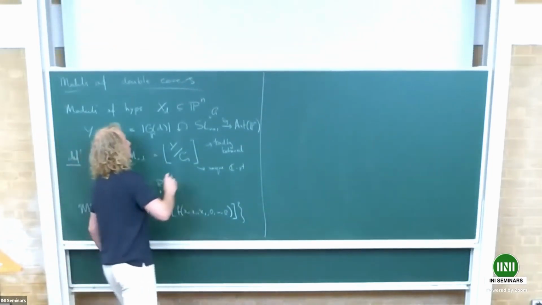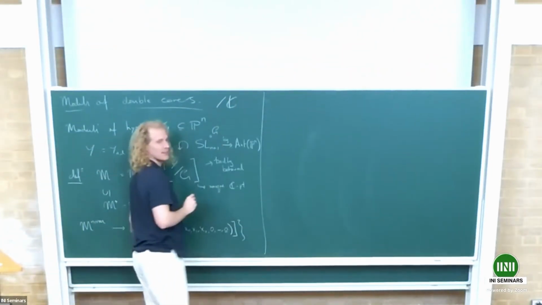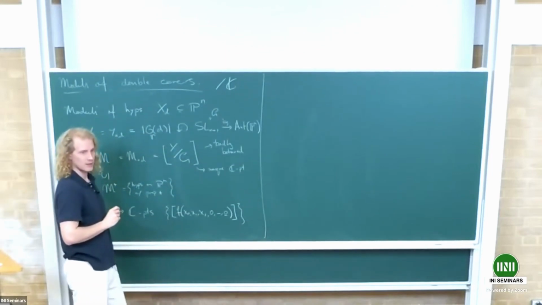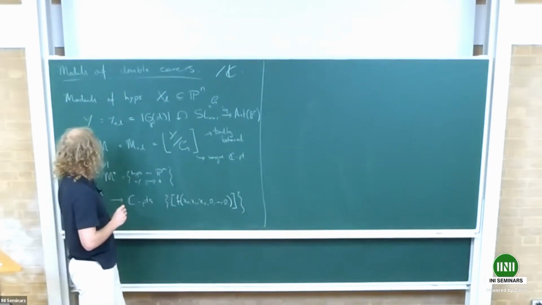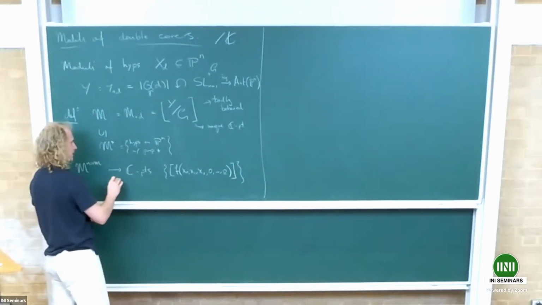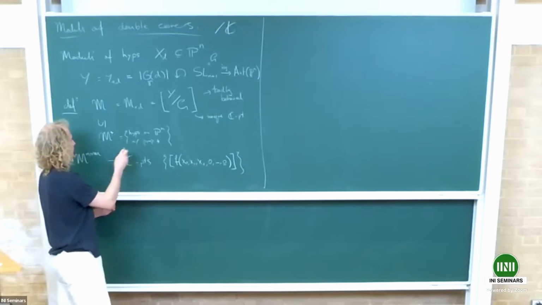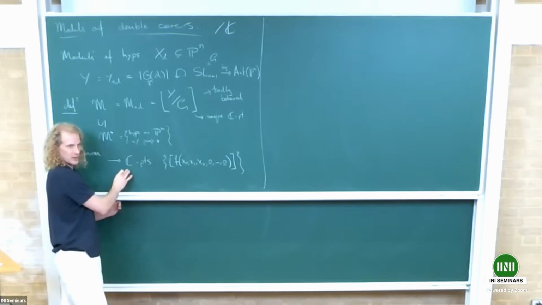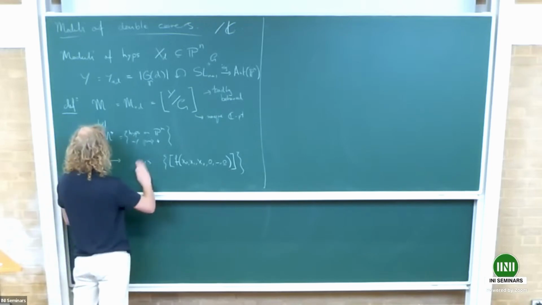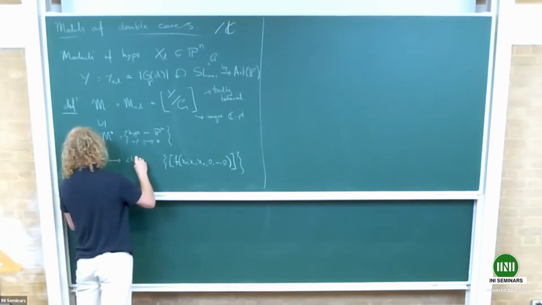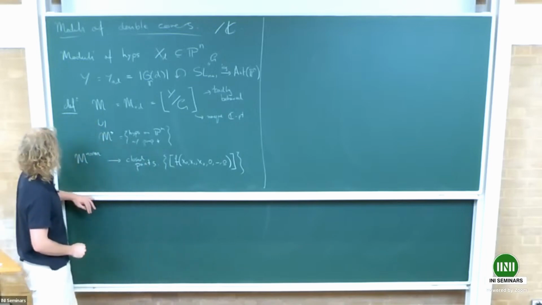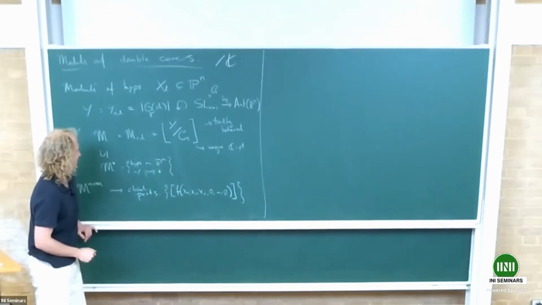I'm also always working over C. Sorry. Do you mean the C-points of the coarse moduli space? No, there is no coarse moduli space at this point. Sorry, I think I do mean the closed point. Thank you. Right.